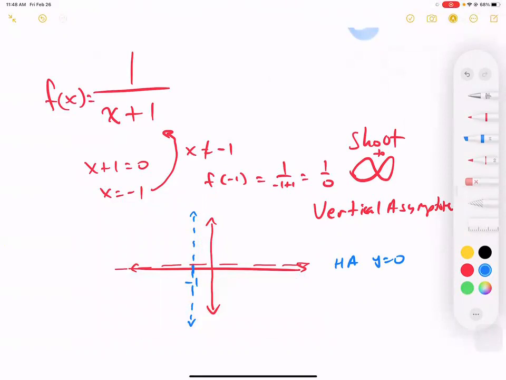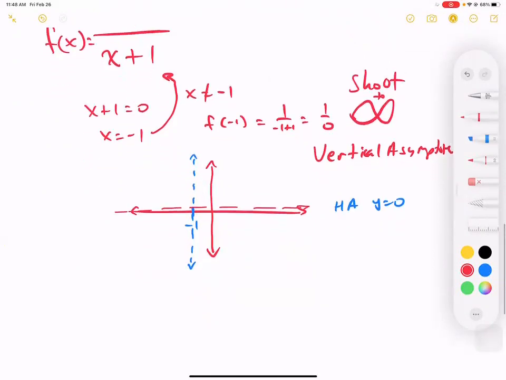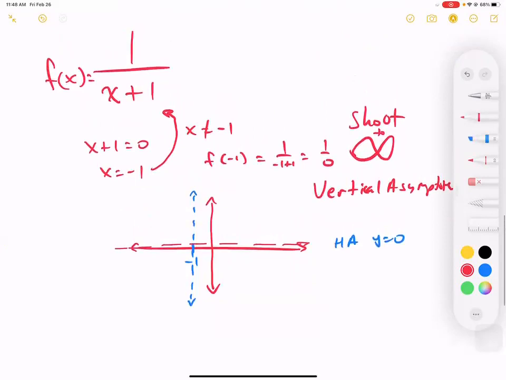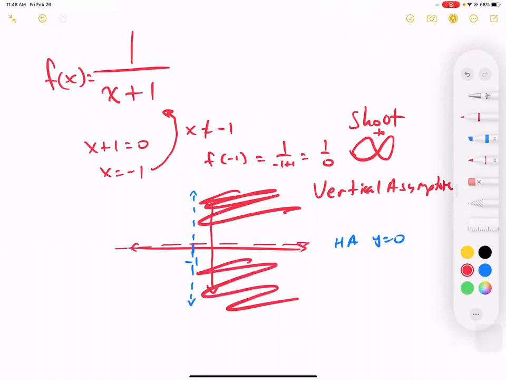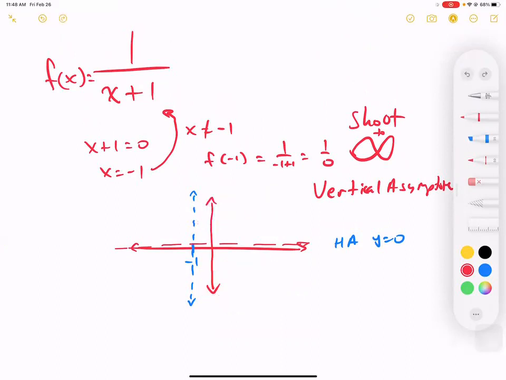So this is what we're going to do, and it's very simple now. Now that we drew our, in a sense, borders for our graph, we decide, am I going to be up here or down here? And the way we do that is just pick an easy number on the right side. Pick a number on the right side of negative 1. Let's pick 0.